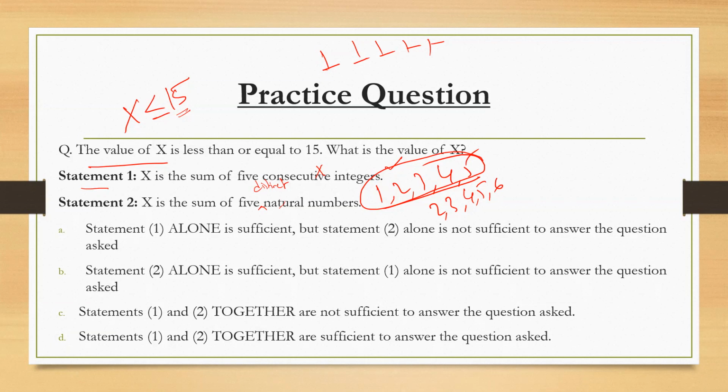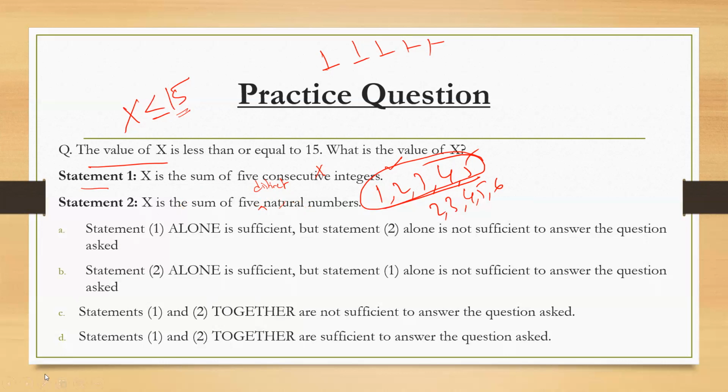Jyotsna got it. Raghavan got it. Aisha got it. Adira got it. Okay? So you have to be very careful. And yes, very good, Manisha. Okay? You got the logic.